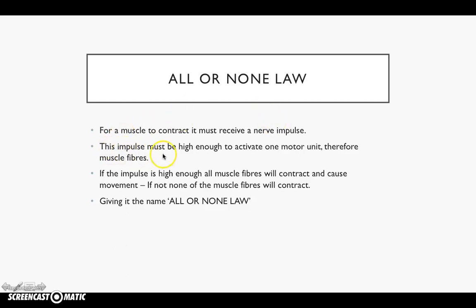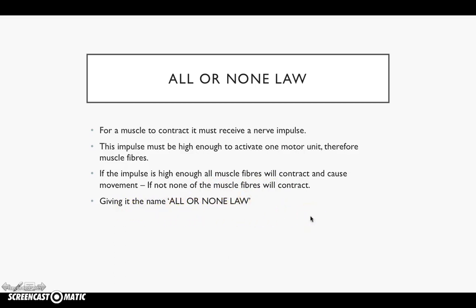So this impulse must be high enough to activate one motor unit. A motor unit is that motor neuron and the muscle fibers it initiates. Those two things together make a motor unit. So if the impulse is high enough, all muscle fibers will contract and cause movement. If not, none of the muscle fibers will contract, giving it the name all or none law.